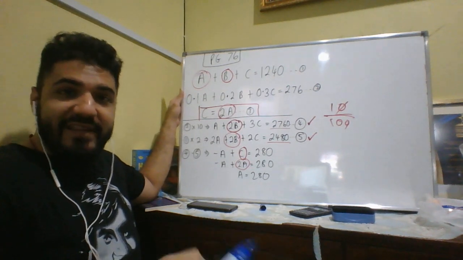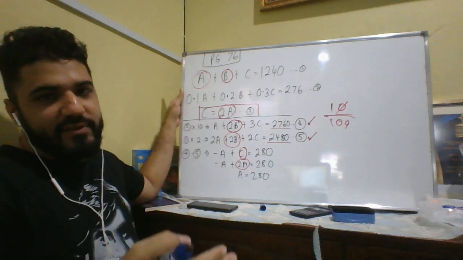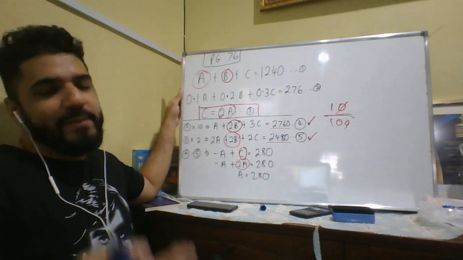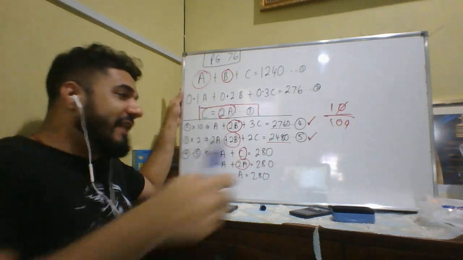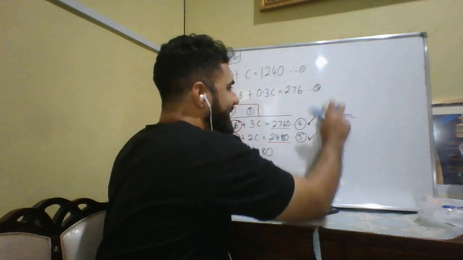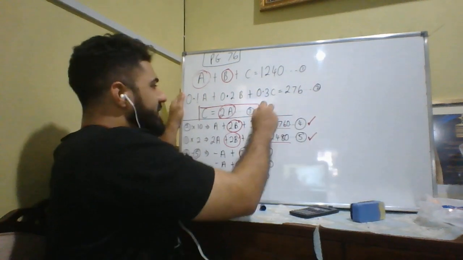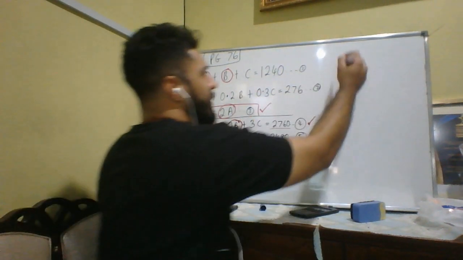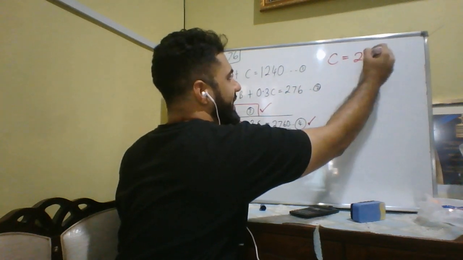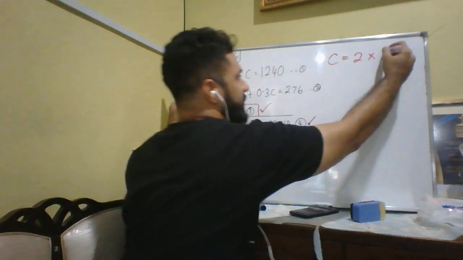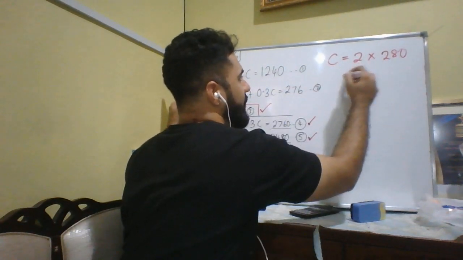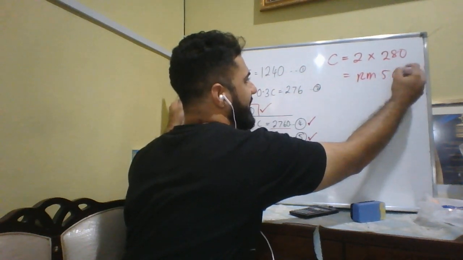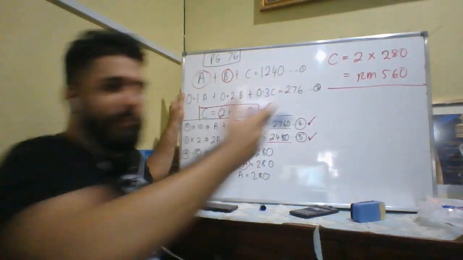Now, the question said find the rental for all the rooms. So, you need to find for what? For B and for C. So, let's find C first. Why C? Because this equation here, it's straight away C equals 2A. Kamu ambil C ni sama dengan 2A, iaitu 2 darab 280, which will give you RM560. So, you already got C punya value.